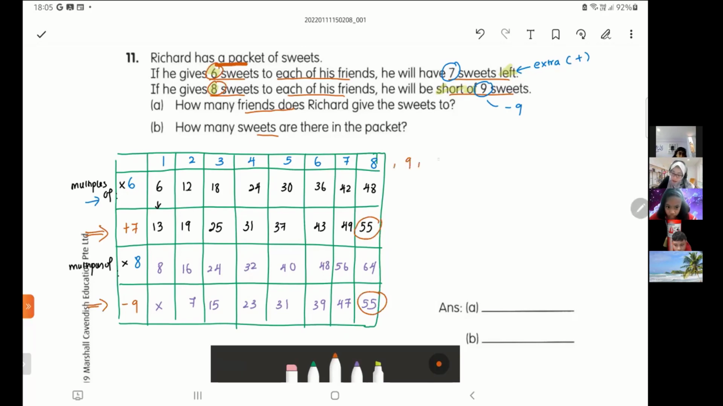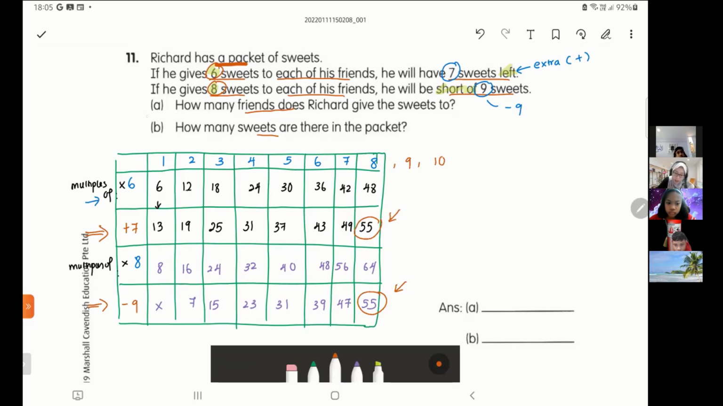Okay, you can go 8, 9, 10, and so on. Kisha, don't copy. I can see you copying. I do not want anyone to copy. I want you to listen and understand. That's more important than copying the correct answer. Understand first. So you can see that 55 is a common multiple in this case.